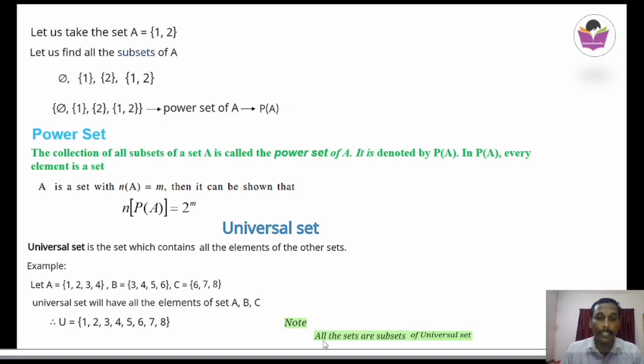So you have to note that all the sets are subsets of the universal set, because this is the parental set, we can call. So this is the bigger set, and all the sets are subsets of this universal set. The universal set is the bigger set, and all the small sets are formed from it. These are called subsets of the universal set. Move on to the exercise questions.